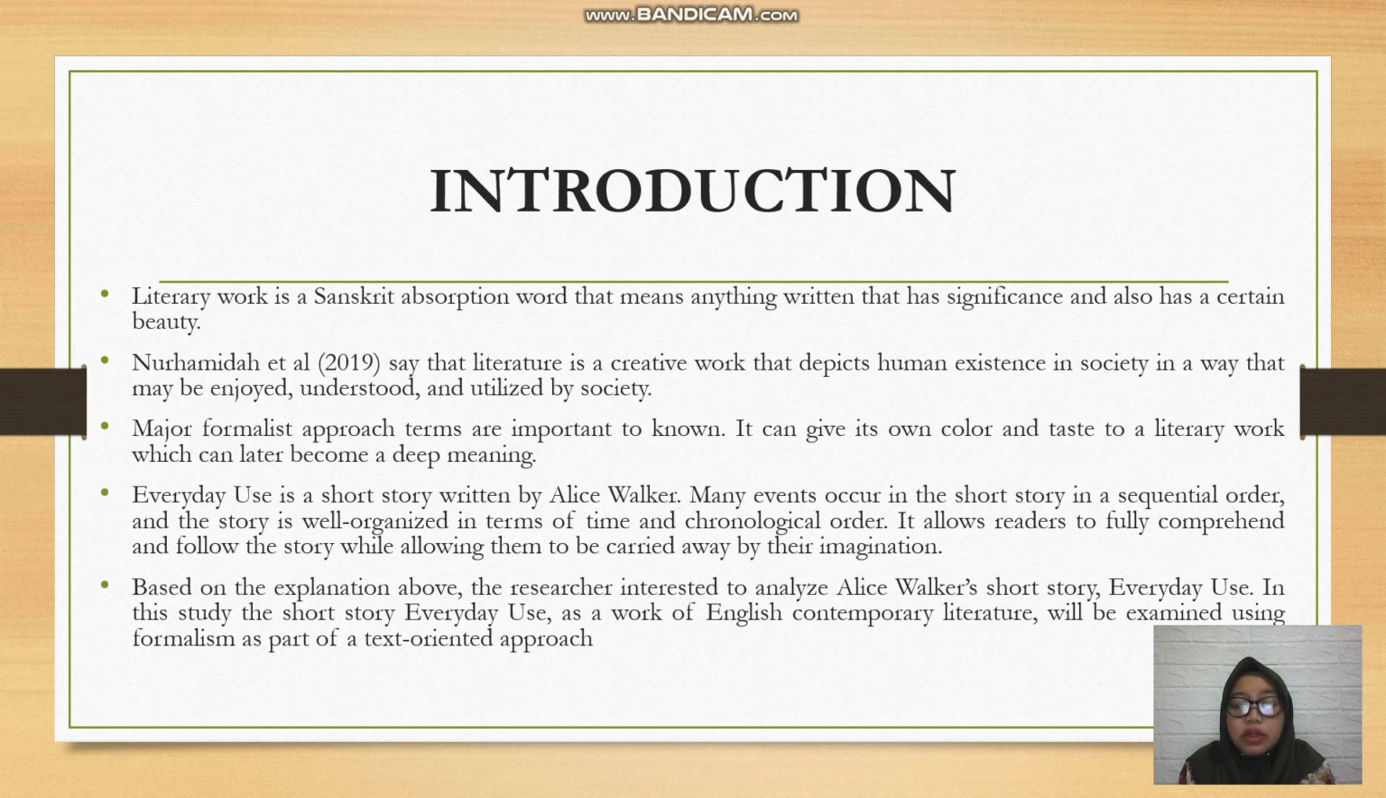Everyday Use is a short story written by Alice Walker. Many events occur in the short story in sequential order, and the story is well organized in terms of time, chronological order. It allows readers to fully comprehend and follow the story while allowing them to be carried away by their imagination. Based on the explanation above, the writer is interested in analyzing Alice Walker's short story Everyday Use. In this study, the short story Everyday Use, as a work of English contemporary literature, will be examined using formalism as part of a text-oriented approach.